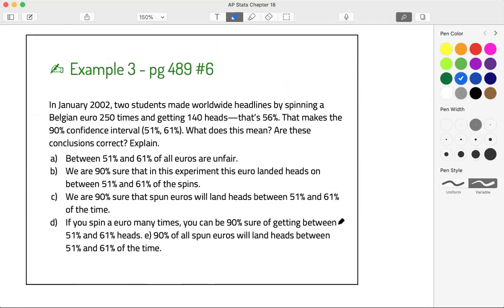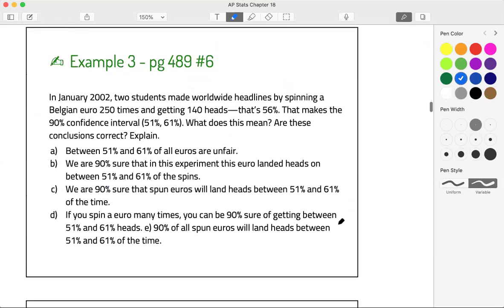All right, chapter 3, example 3. In January 2009, 2 students made worldwide headlines by spinning a Belgian euro 250 times and getting 140 heads. That's 56%. So that makes a 90% confidence interval, which is 51% to 61%. What does this mean? And are these conclusions correct?